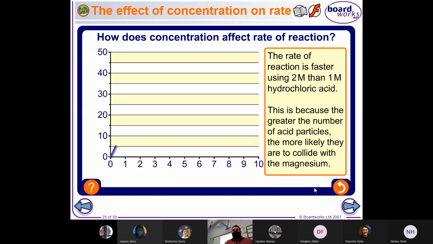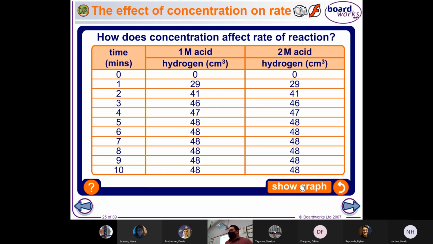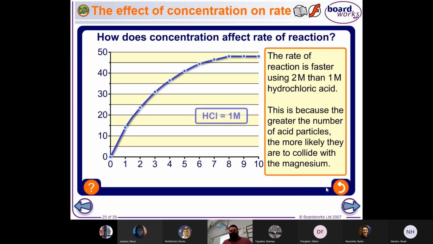We can continue to do that if we increase the amount of acid we have. So this has 1 molar acid, and this is 2 molar. We double the concentration. We know that the reaction gets faster if we double the acid. Again, that should make sense. We double the acid, double the reaction rate. All right, we don't need to see that again.